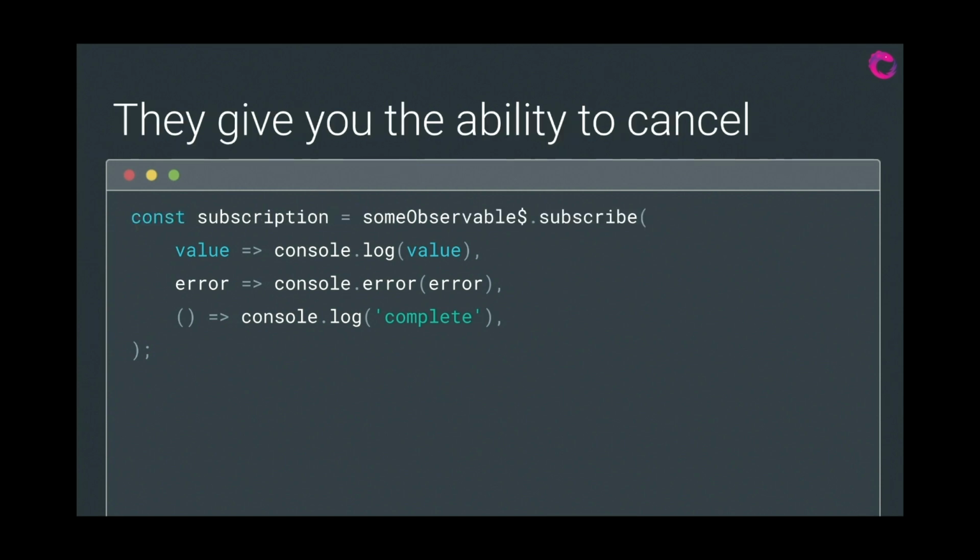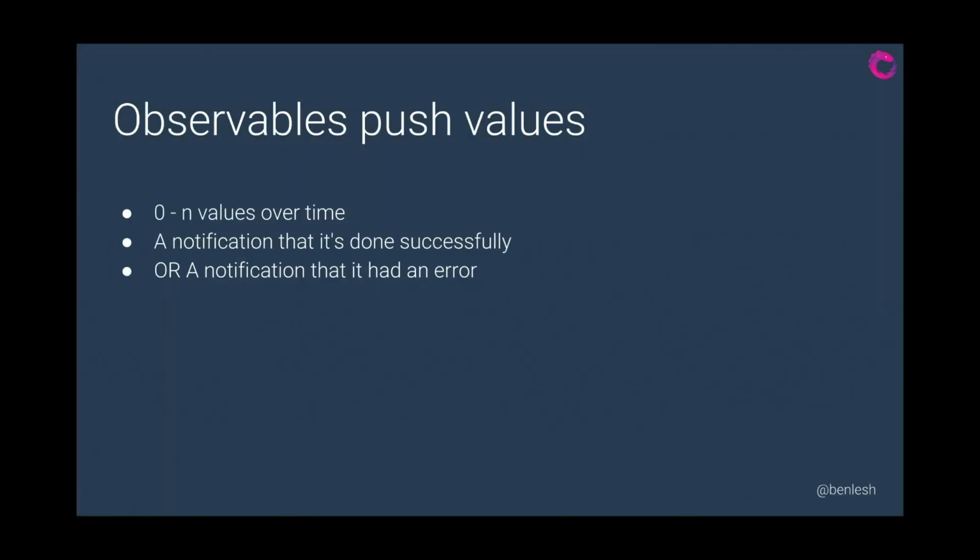Gives you the ability to cancel. So when you subscribe, you get this subscription back, which is this cancellation semantic. And later on, you can call unsubscribe on it, which is your code saying, hey, I no longer care about the values you're sending to me. Please stop. And that signals some teardown under the hood, which is an actual solid benefit of Rx. But the most important thing to know is observables push values. So you subscribe to them, and they push values over time.